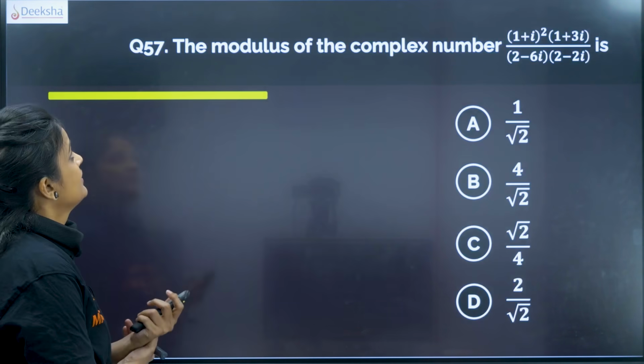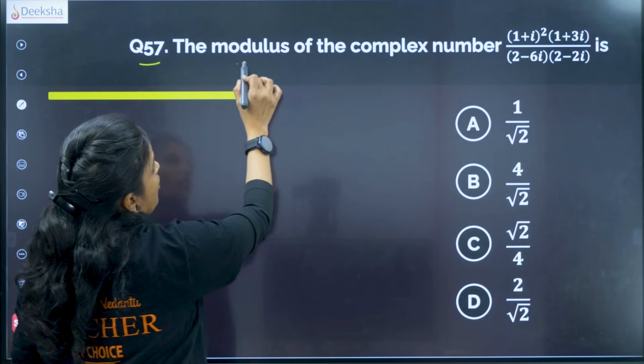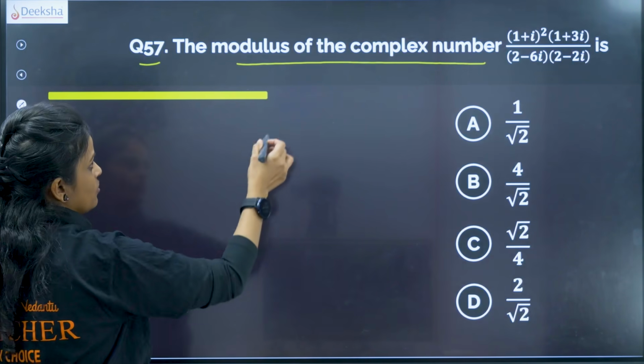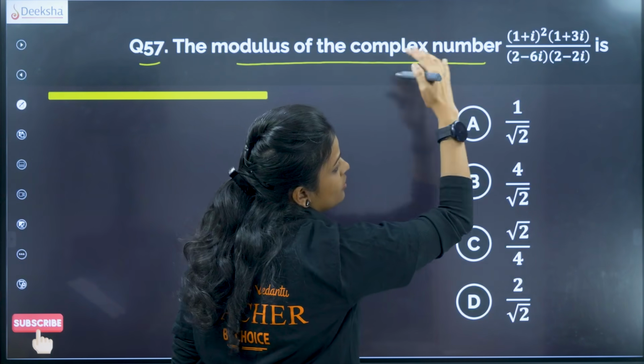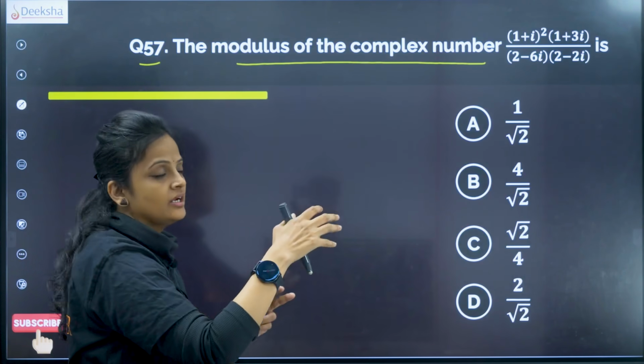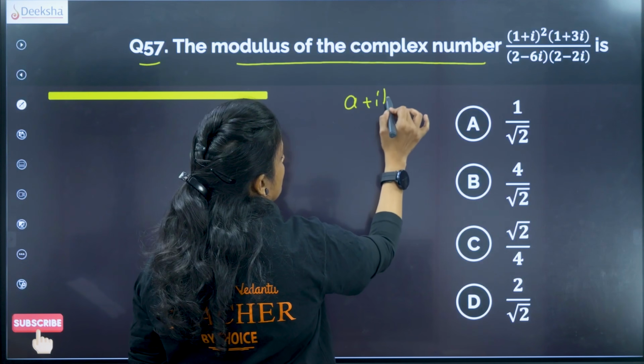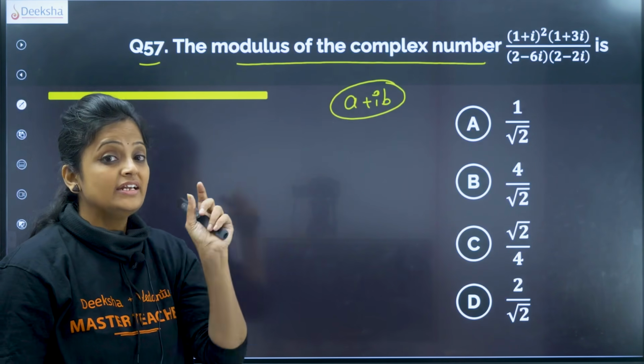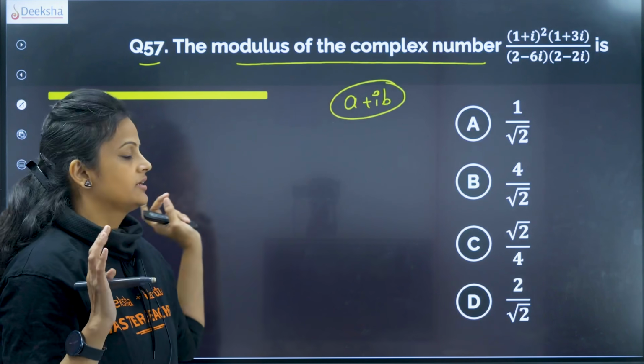Okay, 57th question. Modulus of the complex number they have given. Take the modulus directly for every complex number. Don't sit and solve that and bring it to a plus ib form. We are not doing the PU part here. Take the modulus for each complex number, solve, you will get the answer.